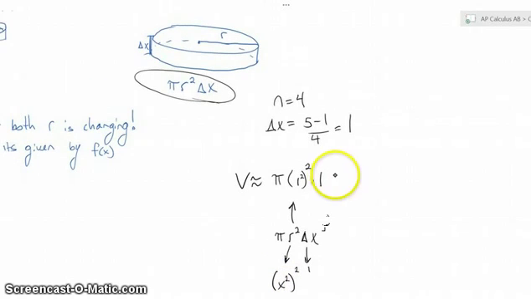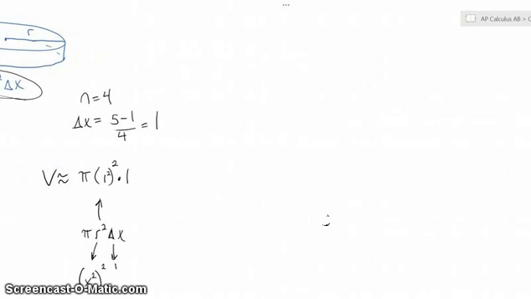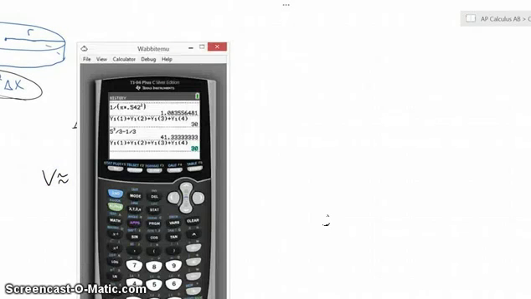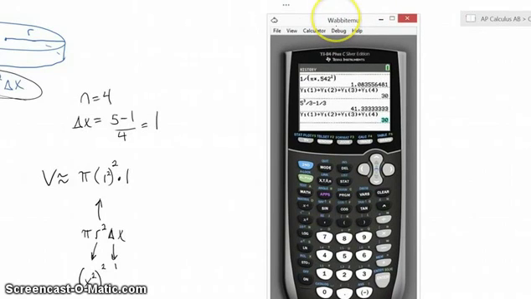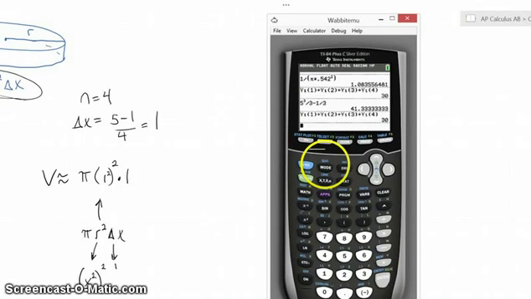So we could keep writing out all of these expressions, or we could realize that we can use our calculator to solve this quickly. So what we're going to do is change our function. Instead of y1 being equal to x squared, we're going to say y1 is equal to pi times x to the fourth, since that's x squared squared, times delta x, which is 1. So we'll just leave it like that. We'll press enter. We'll go back to the home screen.